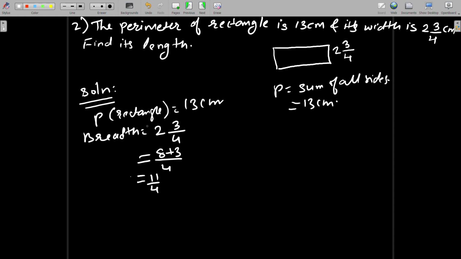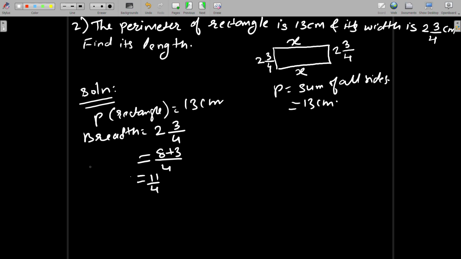Now what is the length here? Do we know the length? We don't know the length. So let the length be x. If this is x, then this will also be x. And if this is 2 3 by 4, then this will also be 2 3 by 4. Why are we saying that? Because the rectangle property is that opposite sides are equal, lengths are equal and breadths are equal. So if this is x, this will be x. If this is y, this will be y. That is how it is.